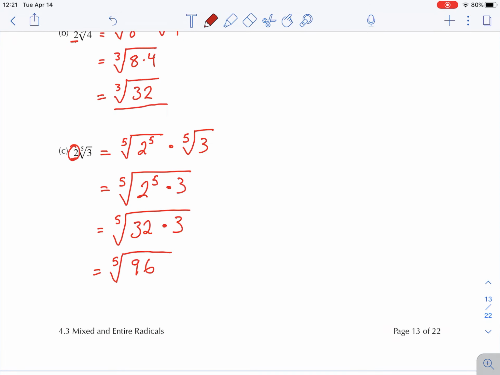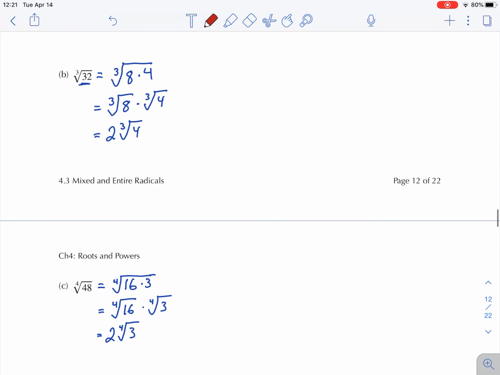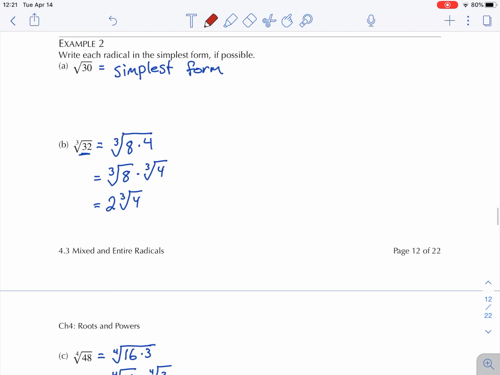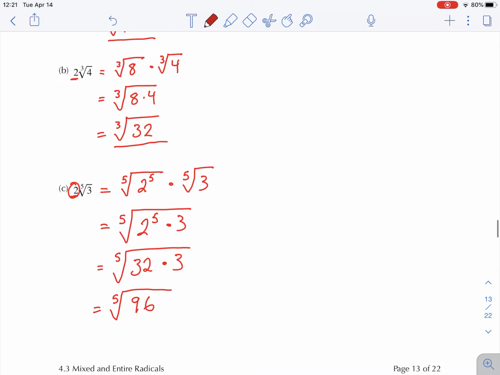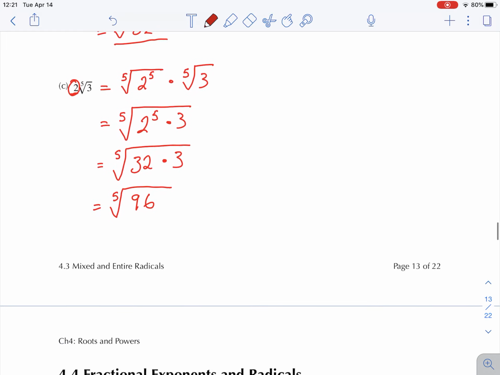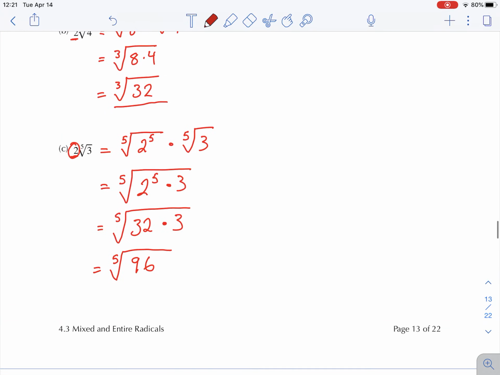All right, so you should be able to go back and forth from an entire radical into a mixed radical in simplest form, and from a mixed radical back into an entire radical. Follow the algorithm as provided here. If you have any questions, put them in the comments below or contact me directly.